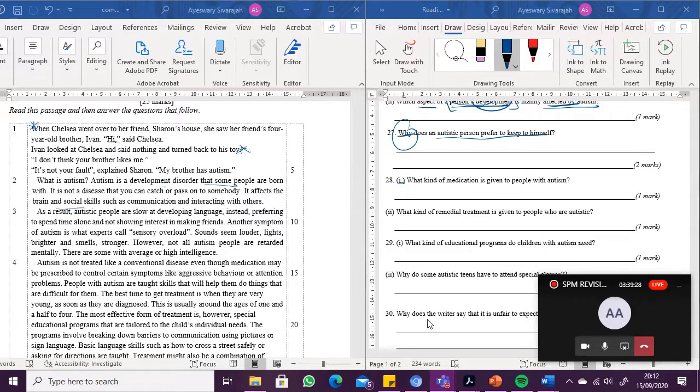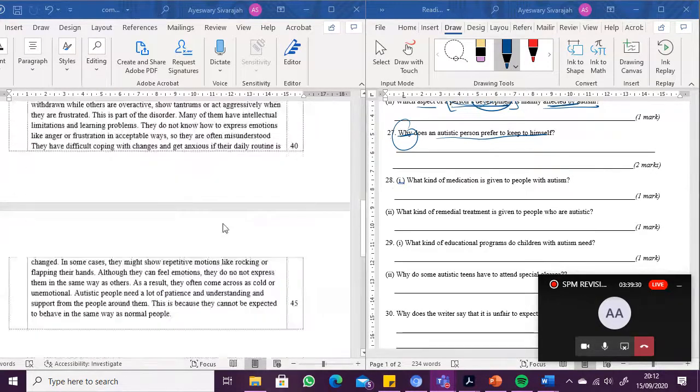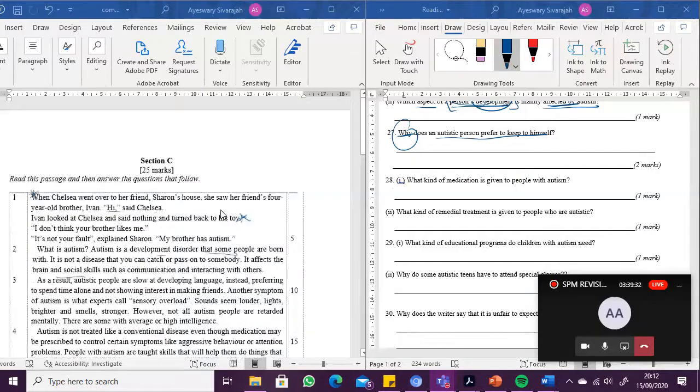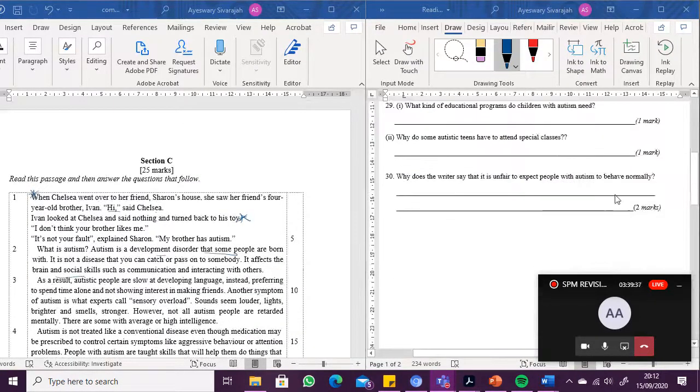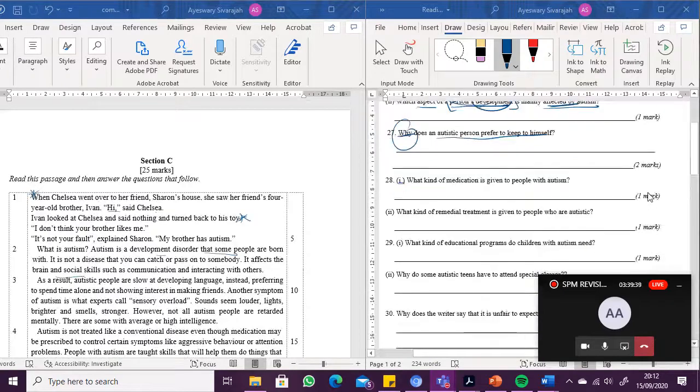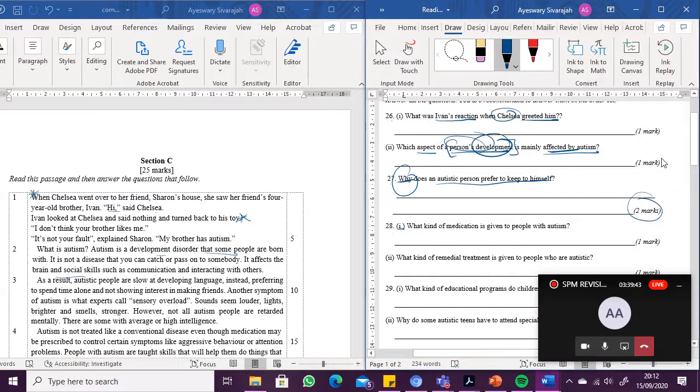So I have come up with a question. So this is basically reading comprehension. Okay. So as you can see, this is all 1 mark, 1 mark, 1 mark. All right. Then you have 2 marks here. So in the marking system, 1 mark means 1 answer. 2 marks, you will be required to give 2 answers. There will never be 3 marks or 4 marks. Okay. So 1 mark is just 1 answer. 2 marks is 2 answers.